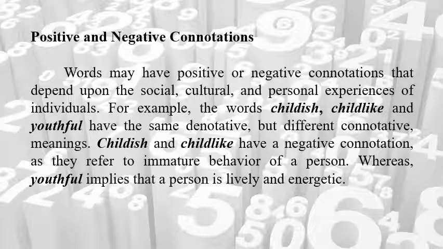So there are two types of connotations. We have positive and negative connotations. Words may have positive or negative connotations that depend upon the social, cultural, and personal experiences of individuals. For example, the words childish, childlike, and youthful have the same denotative but different connotative meanings. Childish and childlike have a negative connotation as they refer to immature behavior of a person, whereas youthful implies that a person is lively and energetic.